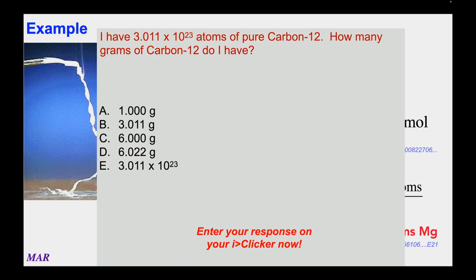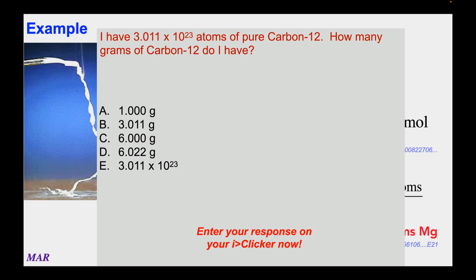So here's a question you might see. It says we have 3.011 times 10 to the 23rd atoms of pure carbon-12. How many grams of carbon-12 do I have? All right, so this is kind of the opposite of what we did. We're going to go atoms to moles and then moles to grams. This is a problem you might be able to do in your head, but in case, I want to show you the official way to do it, so there's no question.